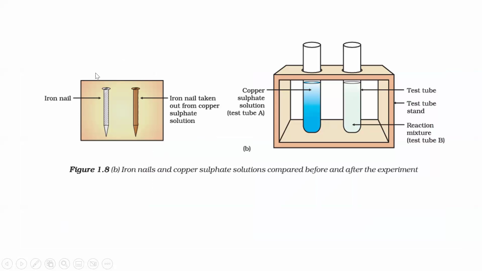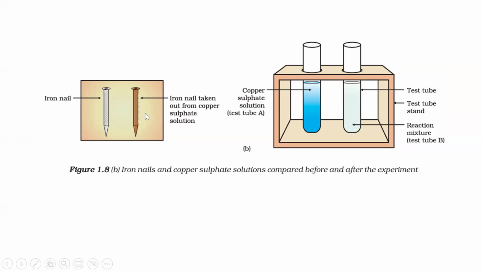See here, this is after the experiment. This is a pure iron nail, and this is the one which is inserted inside the copper sulfate solution. And next one, this is the test tube. This is only a copper sulfate test tube. We have kept our test tube A for reference, right? This is that one. And this is the copper sulfate solution after reacting with the iron nail.